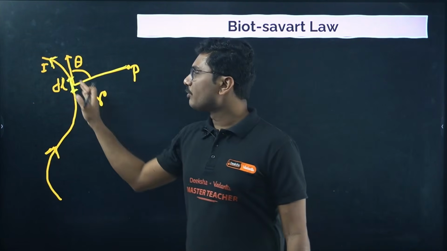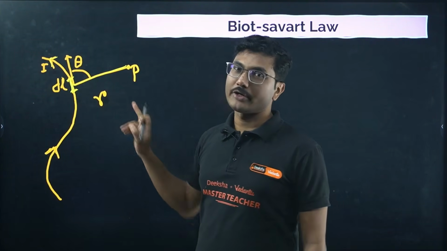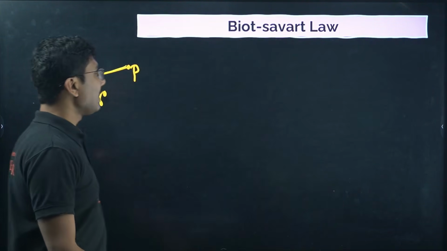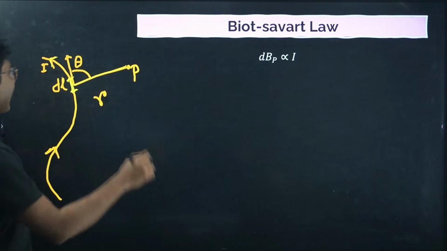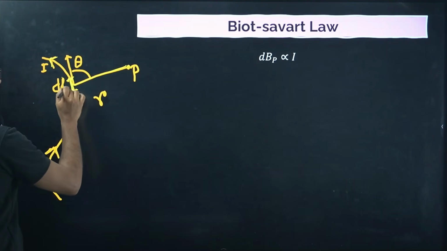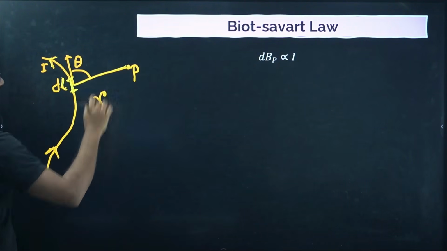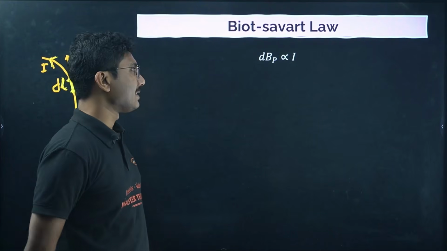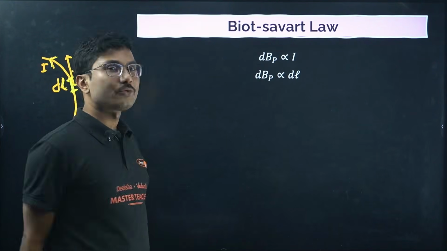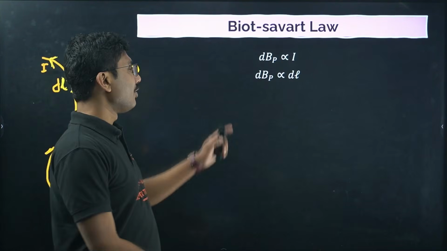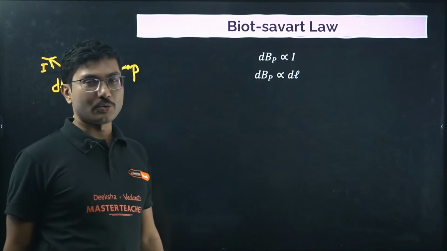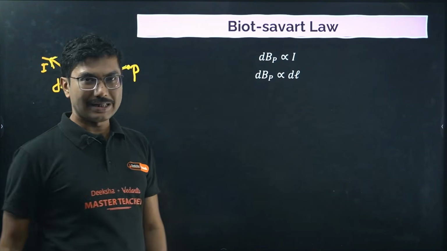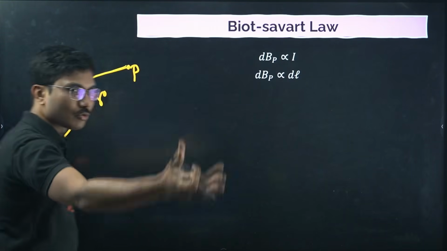Okay, so if the current is flowing in this direction, the dl vector will also point in the same direction. Now the magnetic field due to this small current element dl at this point P is directly proportional to the current that is flowing in the circuit. It is proportional to the length dl. So dB is proportional to I, dB is proportional to dl, the length. So bigger the length, more magnetic field.